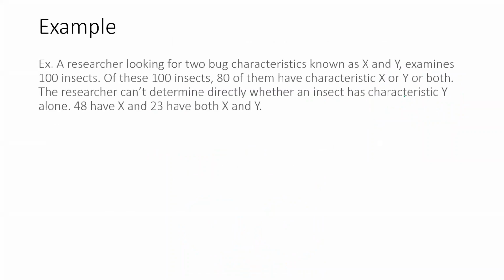So let's look at another example. We have a researcher that's looking at two bug characteristics known as X and Y, and they examine 100 insects. Of the 100 insects, 80 of them have characteristic X or Y or both. The researcher can't determine directly whether an insect has characteristic Y alone. 48 have X and 23 have both X and Y. So a lot of details in this question, but let's just go step by step.